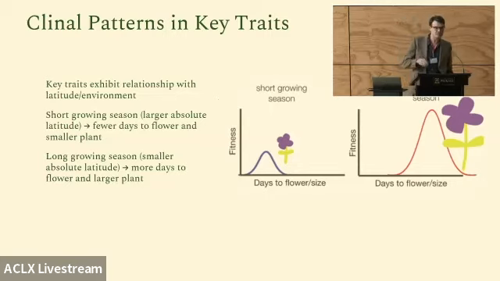So, as we've heard earlier on, one of the things that you might want to find or expect to find in an invasive flowering plant is clinal patterns in key traits. For instance, in a flowering plant, you might expect that at higher absolute latitudes, you will have a shorter growing season, and hence there will be fewer days to flower. But alongside this, you might also have a smaller plant.